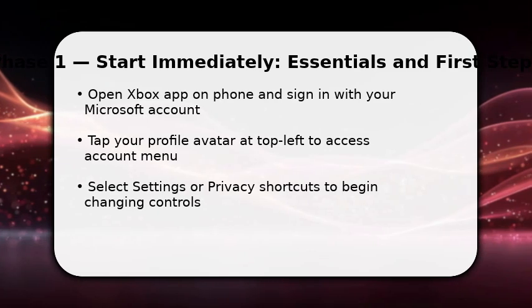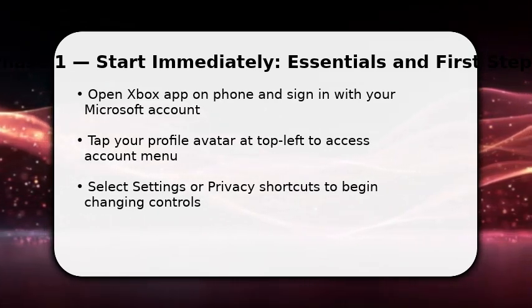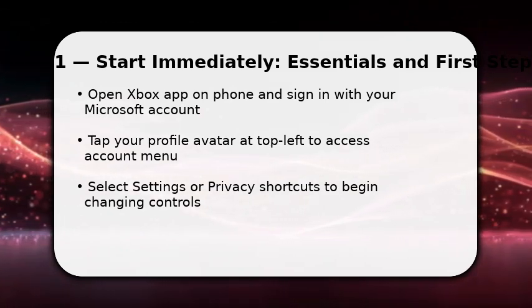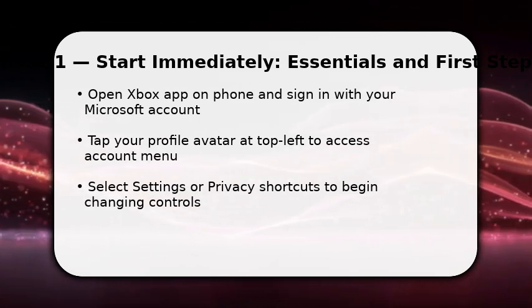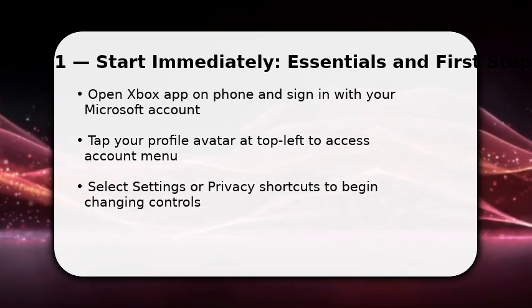You start by signing into the Xbox app, so settings apply to your Microsoft ID. Once signed in, tap your profile avatar at the top left. That opens account options. Make sure you use the same account you use on console, because privacy syncs across devices. Then select Settings or the Direct Privacy shortcut.